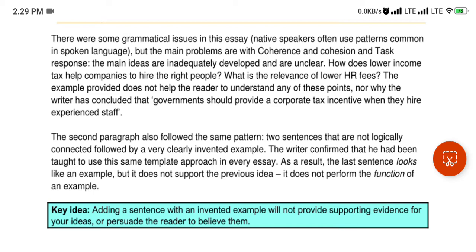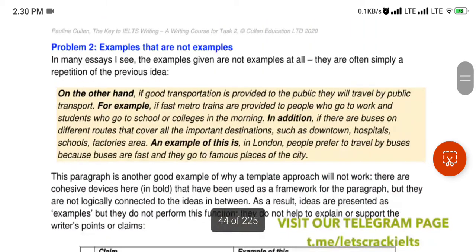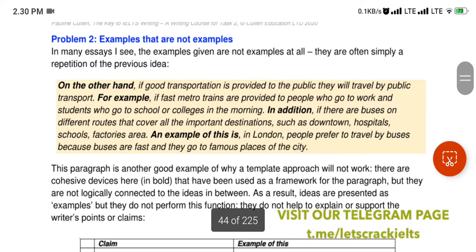Key idea: adding a sentence with an invented example will not provide the supporting evidence for your ideas or persuade the reader to believe them. Problem two: examples that are not examples. In many essays, I see the examples are not examples at all. They are often simply a repetition of the previous idea.